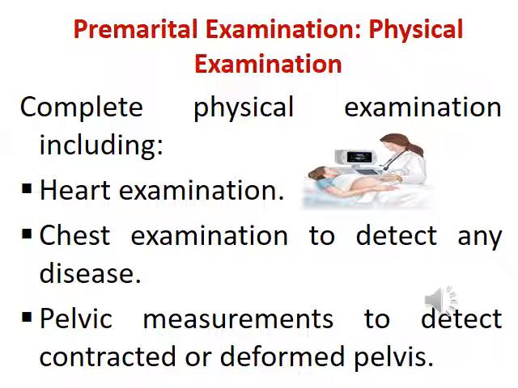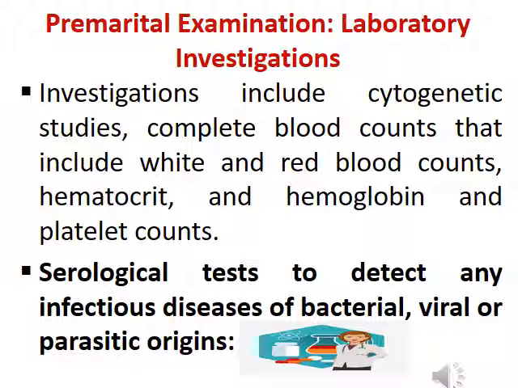Premarital examination, physical examination. Complete physical examination including heart examination, chest examination to detect any disease, pelvic measurements to detect contracted or deformed pelvis. Premarital examination, laboratory investigations. Investigations include cytogenetic studies, complete blood counts that include white and red blood counts, hematocrit and hemoglobin, and platelet counts. Serological tests to detect any infectious disease of bacterial, viral, or parasitic origins.